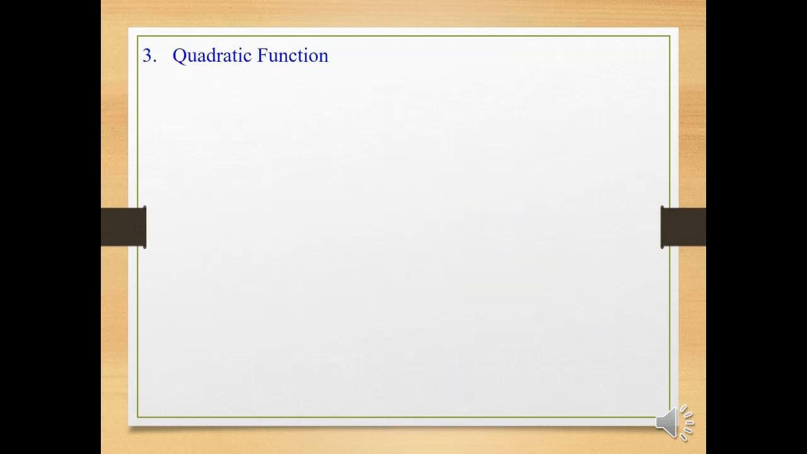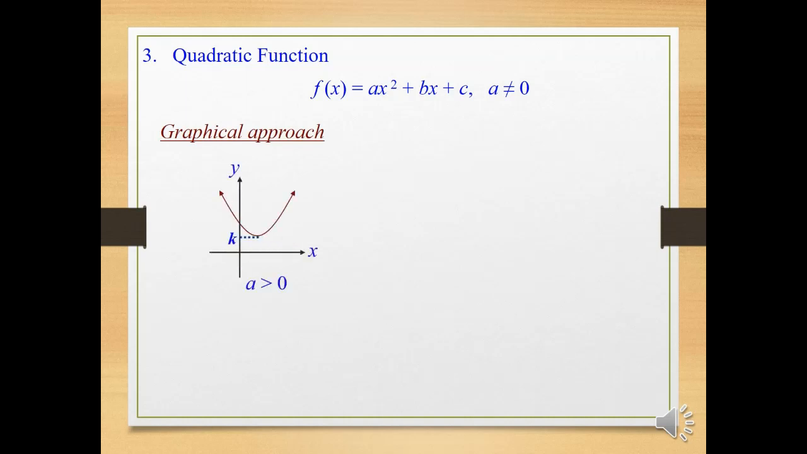The third function, quadratic function, f(x) equals ax squared plus bx plus c. From the graph, we can see that the minimum point occurs at y equals k. The domain is real numbers and the range is k to positive infinity.